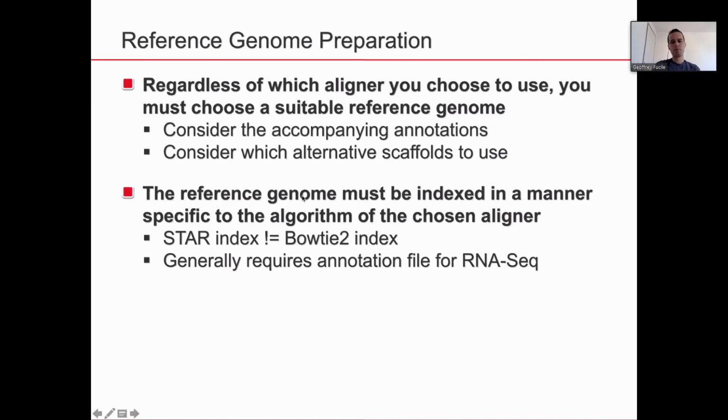And there's this step of creating an index so you can do the mapping efficiently. This has to be done for each algorithm separately, so the index that you create for STAR isn't compatible with a different algorithm. And you have to use the annotation file that accompanies the sequencing data itself to generate these indices. So you need the FASTA file of all the chromosomes, and you also need an annotation file saying where all the genes are on this chromosome and where the exon-intron boundaries are.